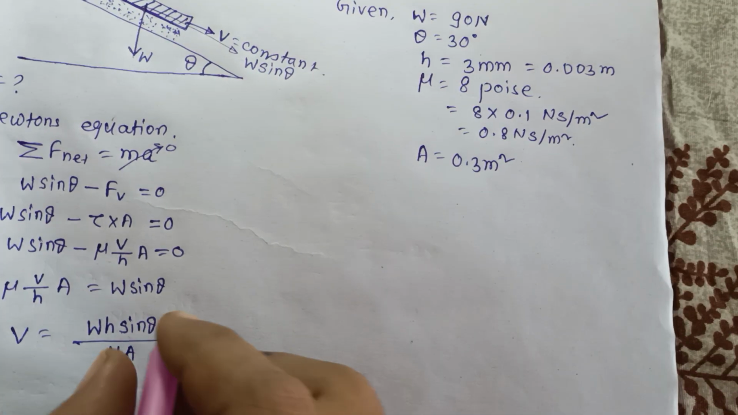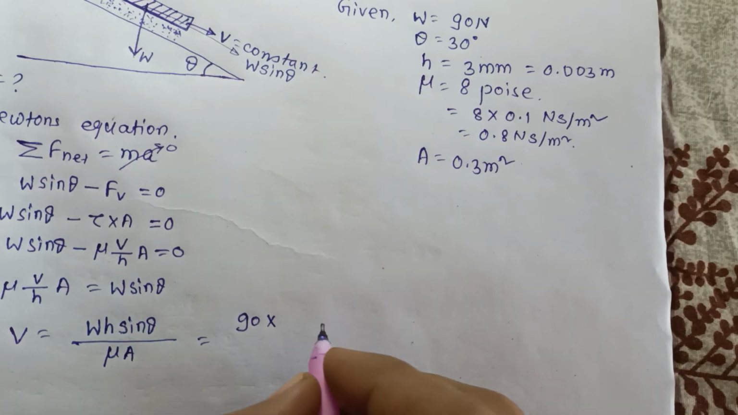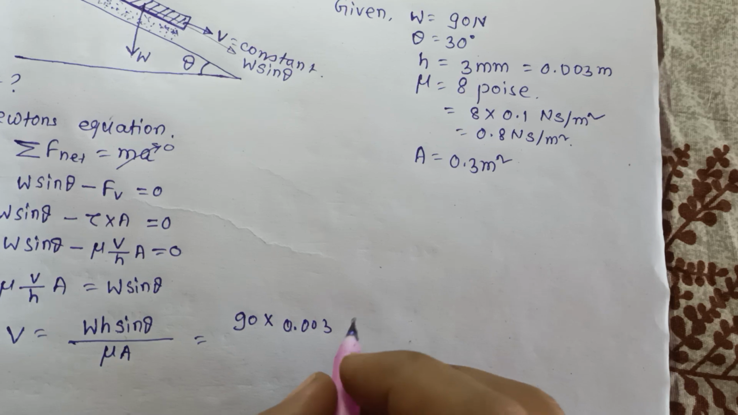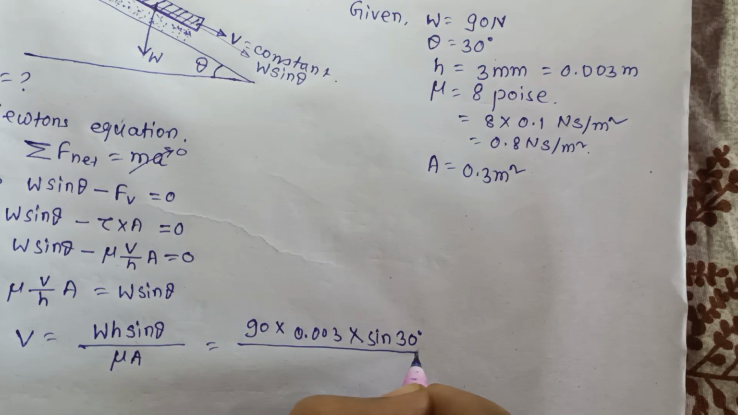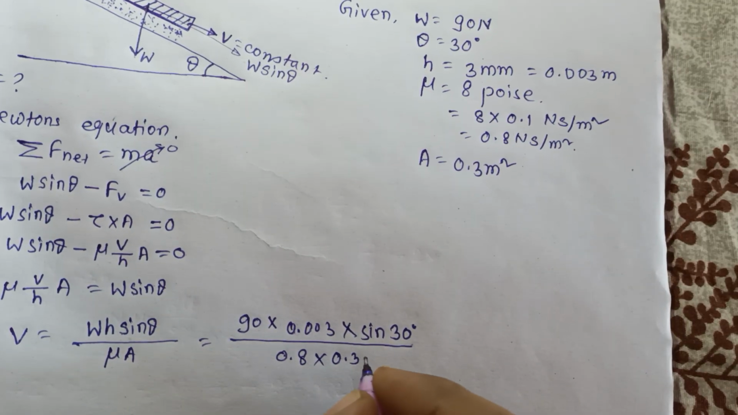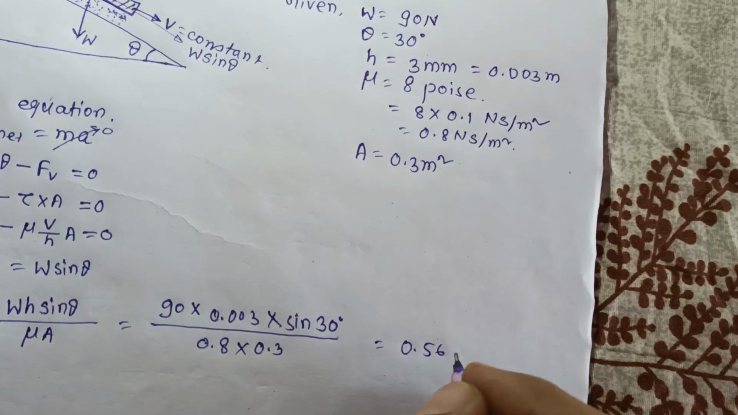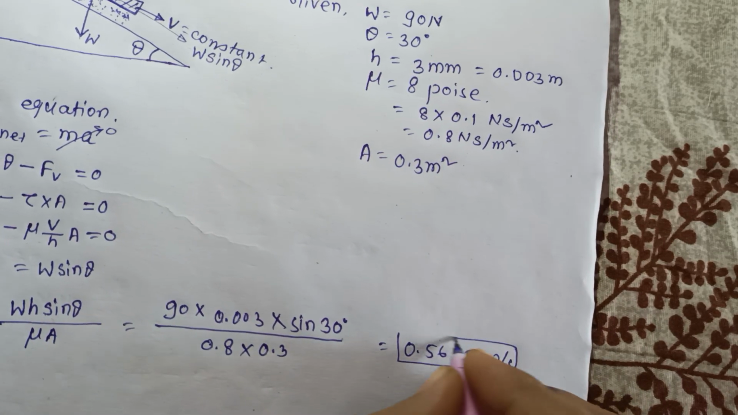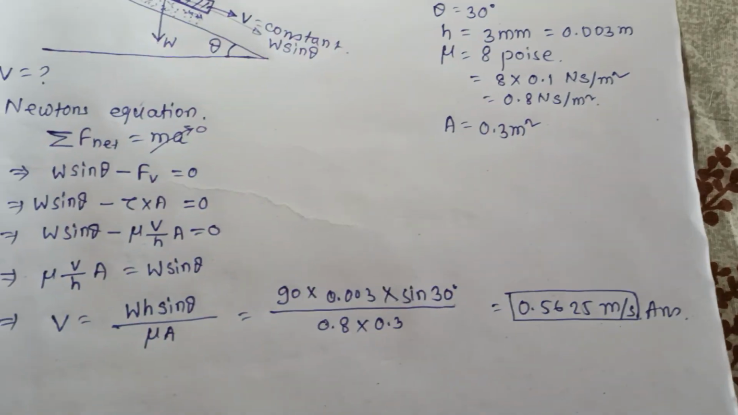If you put the value, what is the value of W? That is 90 Newton, into H, what is the value of H? That is 0.003, into sin 30 degrees, divided by mu. What is the value of mu? That is 0.8, into area, that is 0.3. So from here you can get the value, that is 0.5625 meter per second. So this will be our terminal velocity. So this is the answer.